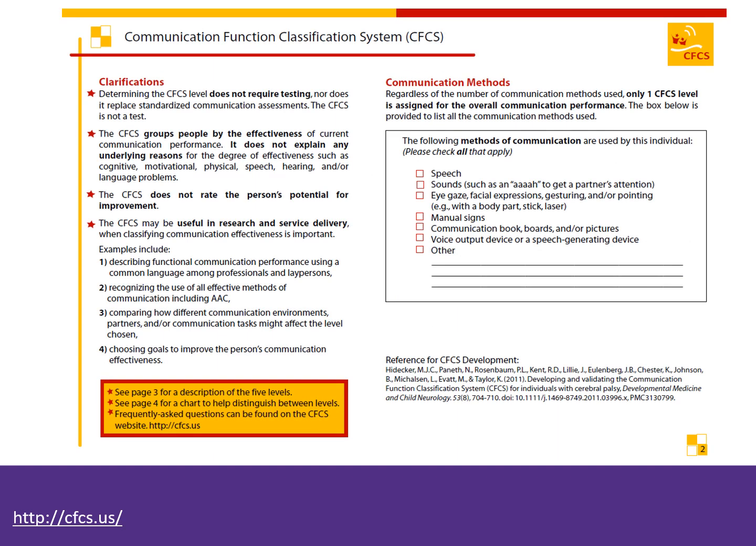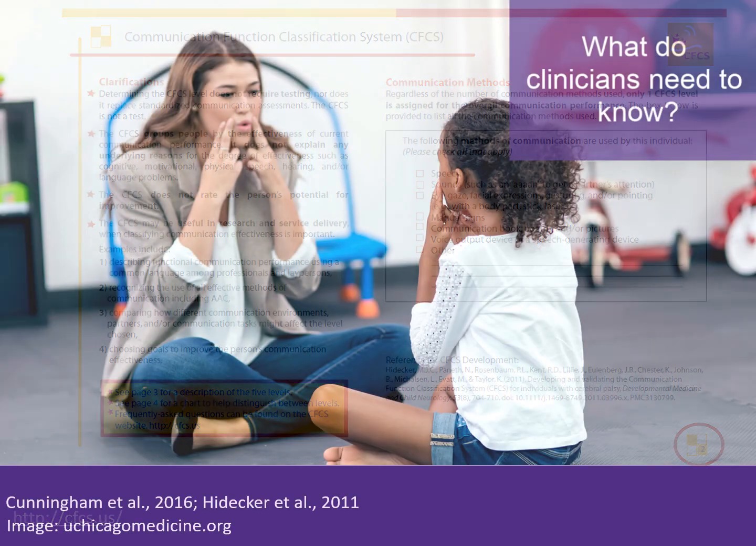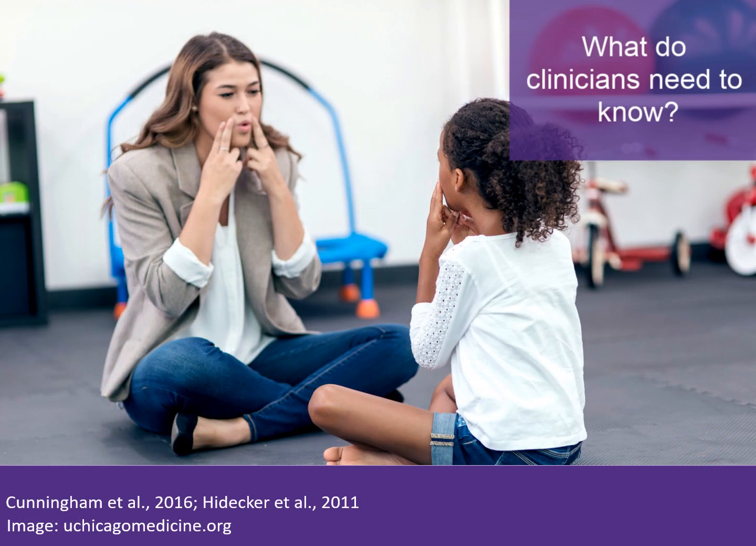Additional information is also presented on page 2 for those who need it. This page includes clarifications about uses of the CFCS, and there is an area where the child's mode of communication can be recorded. In addition to being able to describe and differentiate the 5 CFCS levels, there are 3 things clinicians need to know in order to reliably and accurately classify children's communication using the CFCS.